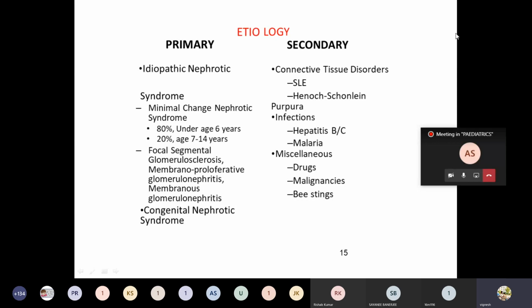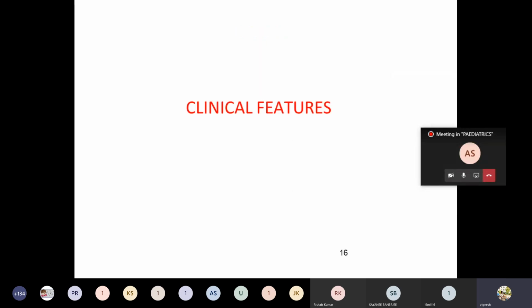So some of the infections also lead into nephrotic syndrome. What are the infections? Hepatitis B and C both, malaria, and miscellaneous others are drug-induced, malignancies, and sometimes bee stings. This is also going to cause antigen-antibody reactions. They are going to damage the basement membrane in the glomeruli.